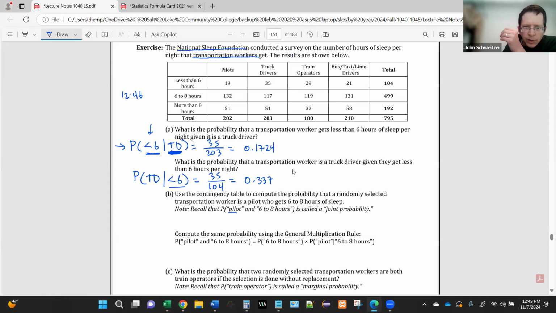So who are these people that are pilots and are getting this adequate amount of sleep? Well, it's that group right there, right? Those are the only people in this sample who are both pilots and who are getting 6 to 8 hours of sleep. So we can just go right there. It's 132 over 795. And I believe that works out to be about 0.166. Good. Thank you, Laura. Perfect.